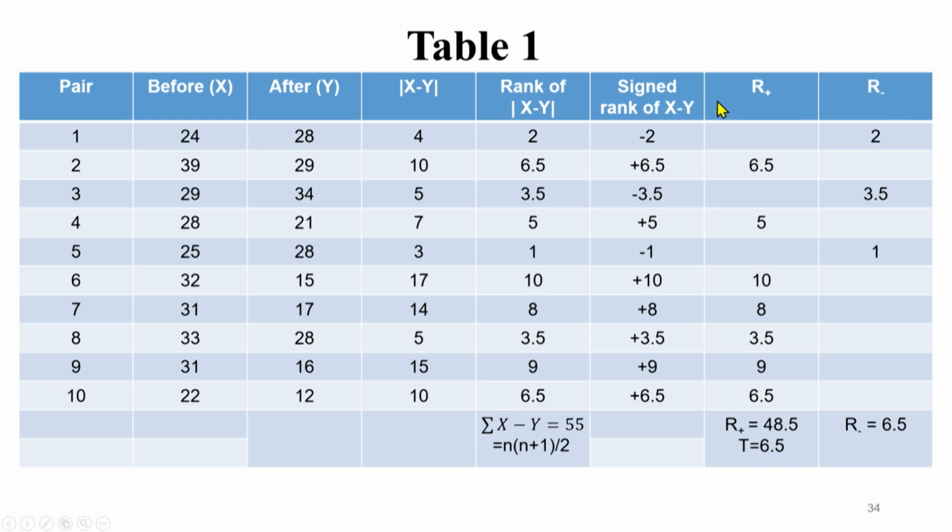So, R plus represents the values which possess a positive sign, and R minus represents the values which possess a negative sign. We have summed up the values, and we can see that R positive is 48.5 and R negative is 6.5. We have taken R minus as the test value, T equal to 6.5. Before that, we calculated the sum of the ranks, which is equal to 55. The other way to calculate this is n into n plus 1 by 2. Here we have n as 10.